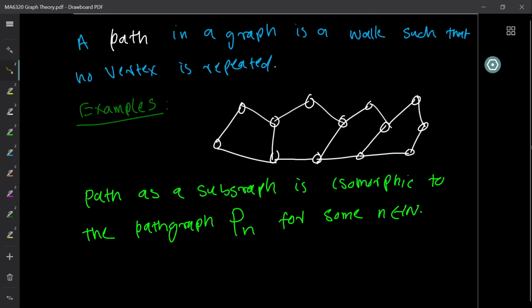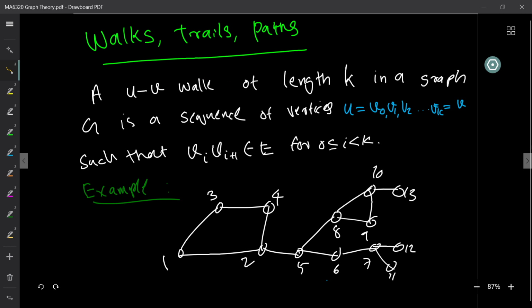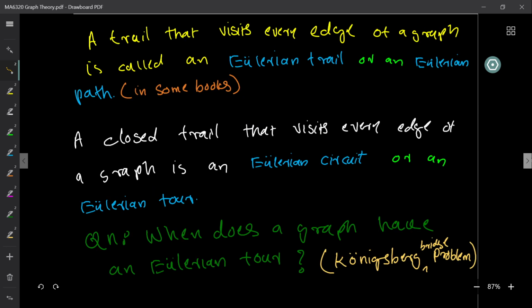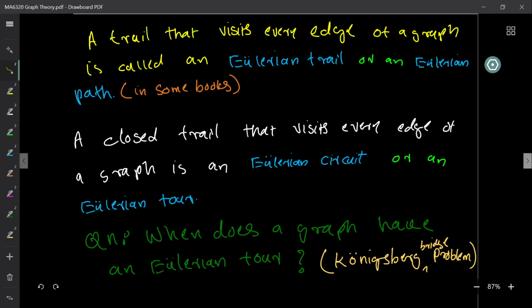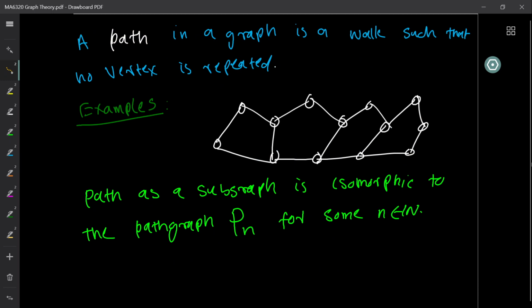So a path in a graph is a walk such that no vertex is repeated. A walk is defined as just a sequence of vertices where every consecutive pair is an edge. Here we are saying that a path is a walk where no vertex is repeated. If a vertex is not repeated, of course, edges cannot be repeated either. So it is also a trail in which no vertex is repeated. Let us look at an example. So this is a path. You start from this vertex and you say 1, 2, 3, 4, 5.